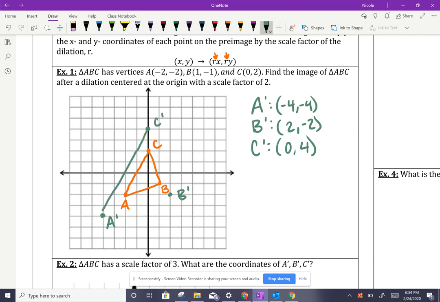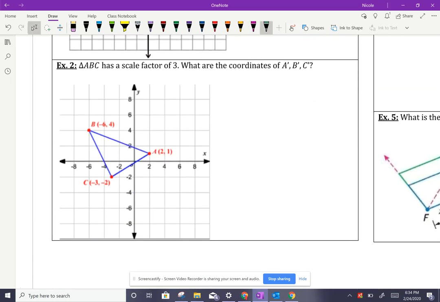So now, if you look, my triangle has gotten larger. It's gotten just a bit bigger. So all we did was multiply x and y by 2, and then plot those points. Let's look at another one.